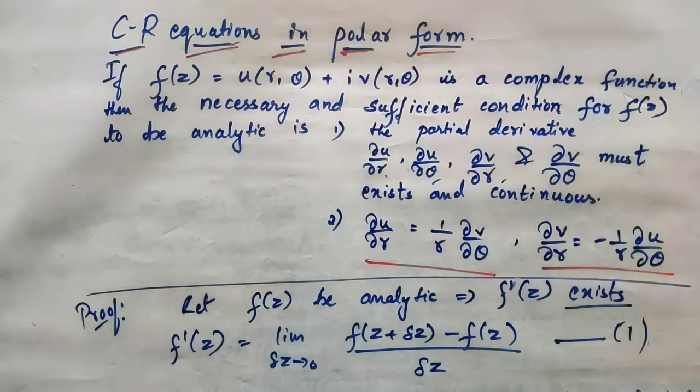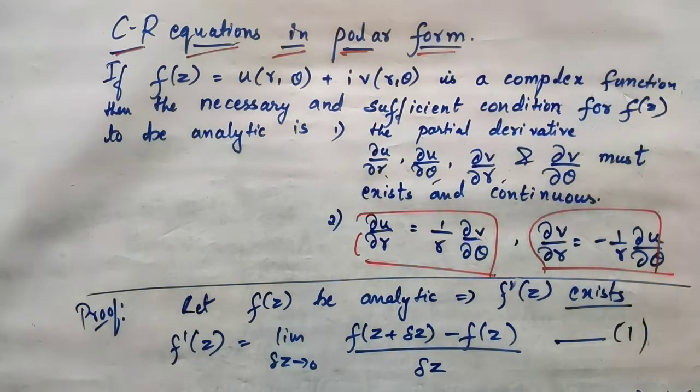If f(z) is any function expressed in polar form, that is u(r,θ) + i v(r,θ), then the necessary and sufficient condition for f(z) to be analytic is that the four partial derivatives ∂u/∂r, ∂u/∂θ, ∂v/∂r and ∂v/∂θ must exist and be continuous at a defined point, and these partial derivatives must satisfy the equations ∂u/∂r = (1/r) ∂v/∂θ and ∂v/∂r = -(1/r) ∂u/∂θ. These are the CR equations in polar form. You need to remember this very clearly.